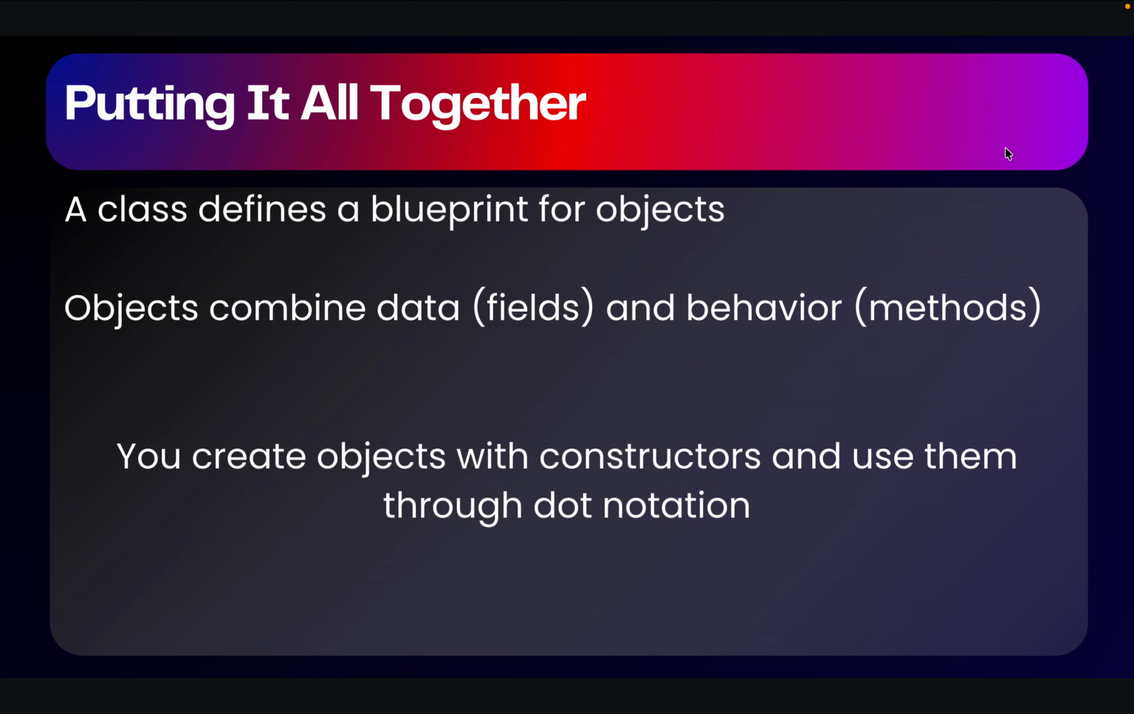Now our objects are going to be created and they can combine our data, which is our fields, and our behaviors, which are our methods that we're creating in the class, to work together to do something or operate as an object. And overall, to create the objects, you use a constructor, and to use the objects, you use dot notation. So that is how all of these important points merge together to create what most people know as object-oriented programming.